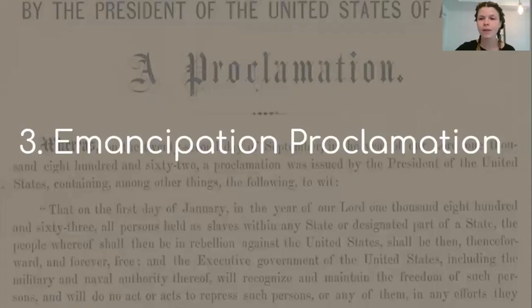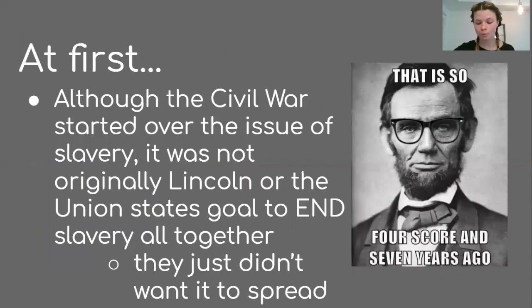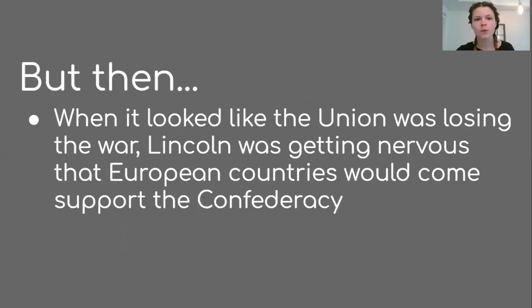Number 3, Emancipation Proclamation. So at first, although the Civil War started over the issue of slavery, it was not originally Lincoln or the Union states' goal to end slavery altogether. They just didn't want it to spread to the new states or the Western states. But then when it looked like the Union was losing the war, Lincoln was getting nervous that European countries would come support the Confederacy.